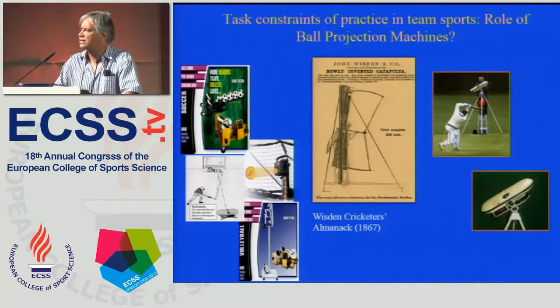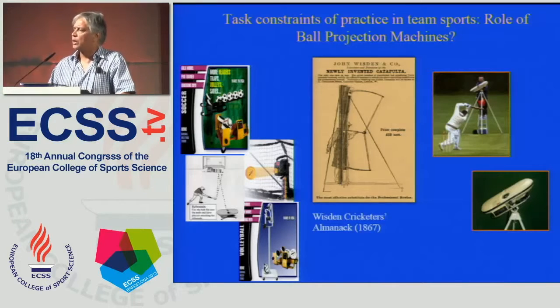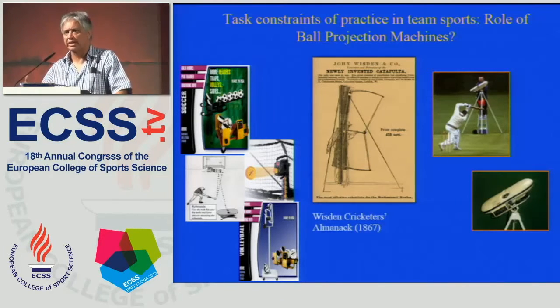So what we were interested in is, when people practice batting against a ball projection machine, is their movement timing the same as when they practice batting against a bowler? Because the informational constraints are different. So you can see where there may be an issue in terms of designing those task constraints.